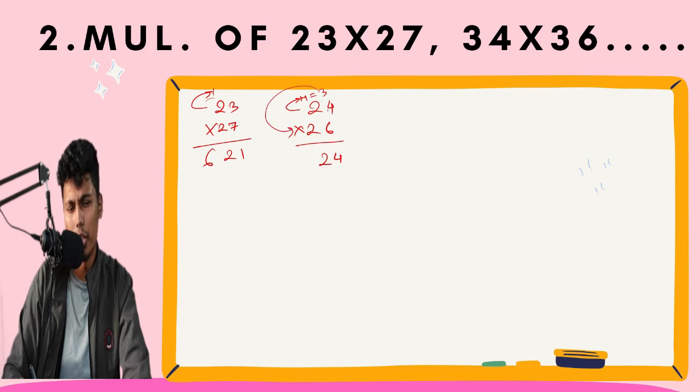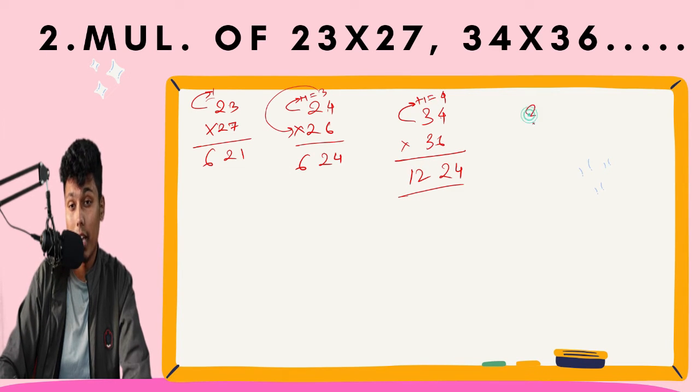3 into 2, 3 2 is 6. Okay, let me do one more question. That will be, let me take a little bit bigger number like 34 into 36. Okay, so what will be that? 6 4 is 24. 3 plus 1, which will be 4. 4 3 is 12. 1 2 2 4.